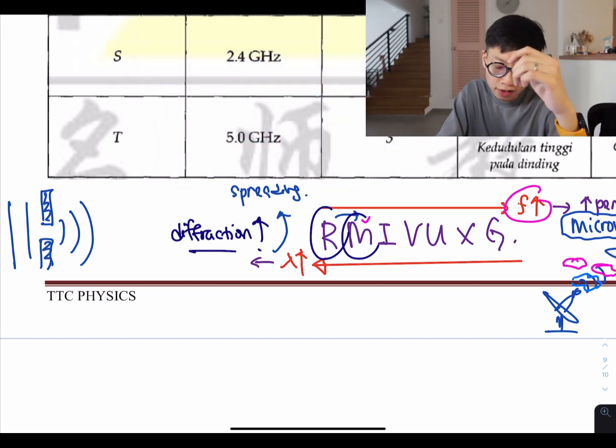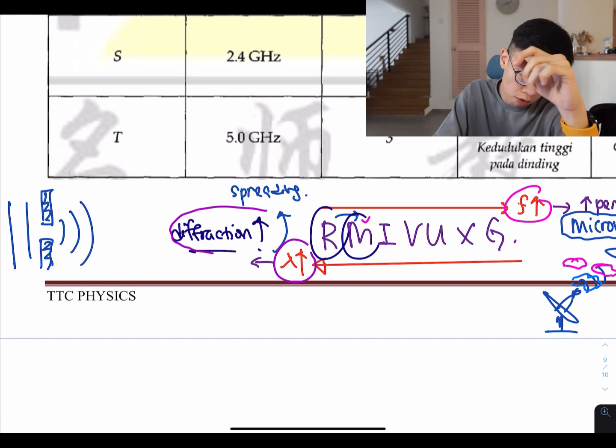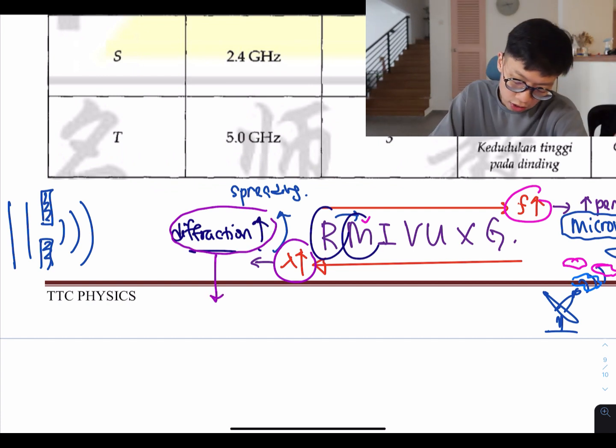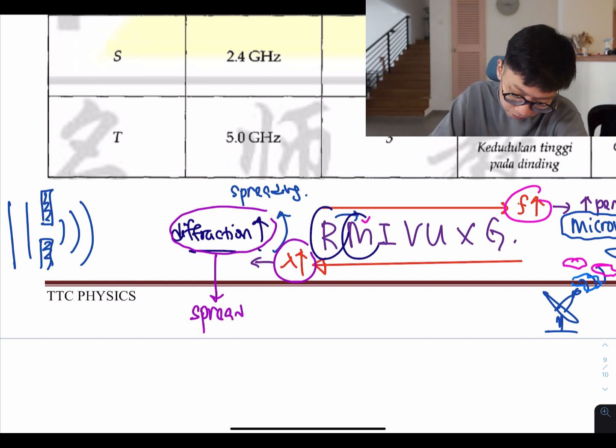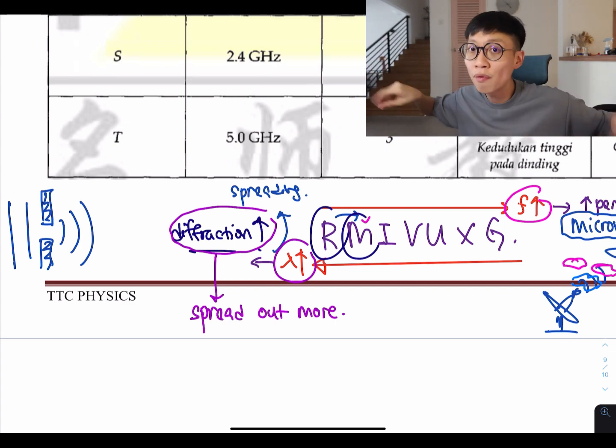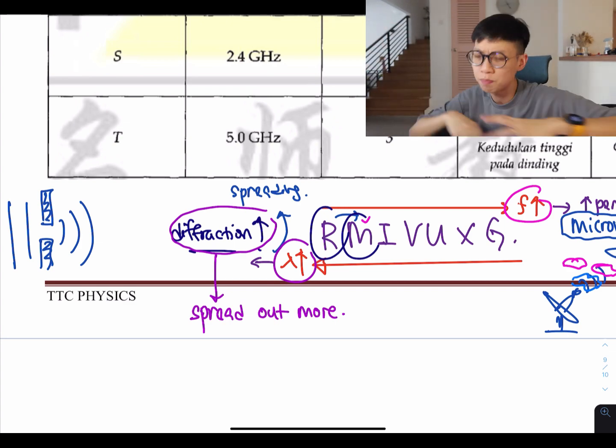Now, if you have larger wavelength, you will have more diffraction. And more diffraction has what advantage? Your wave will spread out more. Meaning to say that you will have larger spreading of wave, which means that your wave will spread out more.